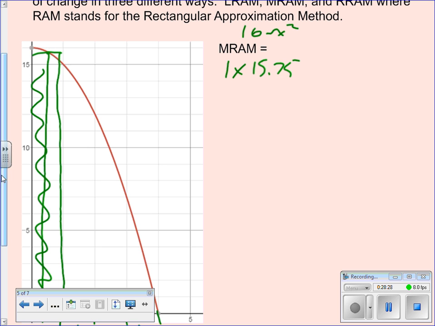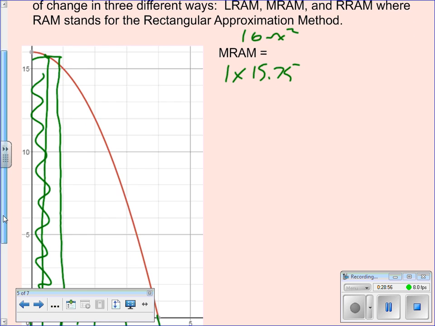Okay. So before we continue on, you understand where we're getting our values from. We're doing MRAM, which means we're going down the middle. Our left hand is 0, our right hand is 1. What's in the middle? Our middle is 1/2. We go up the middle, and that's where our height is determined. It's hard to read the graph, so you use the equation 16 minus x squared. 1/2 squared is 0.25, and 16 minus that is 15.75. That's our height.